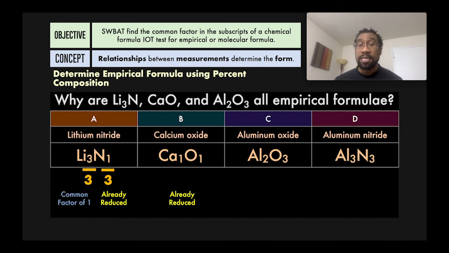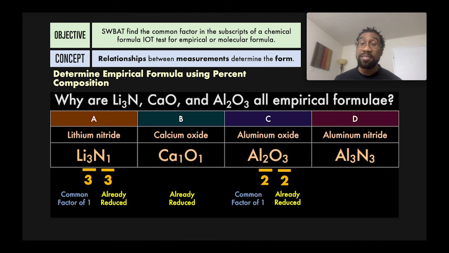Calcium oxide, CaO, has subscripts of 1 each, even though they're not written there. So they are actually already reduced. They have a common factor of 1. That's the only common factor again, all right? So next we have aluminum oxide, Al2O3. If we were to examine these, Al2O3 also has a common factor of only 1. Even if we try to divide these by 2, we cannot get a fixed whole number ratio. 3 divided by 2 is going to give us 1.5. So that's not a whole number. So aluminum oxide, Al2O3, is already reduced.